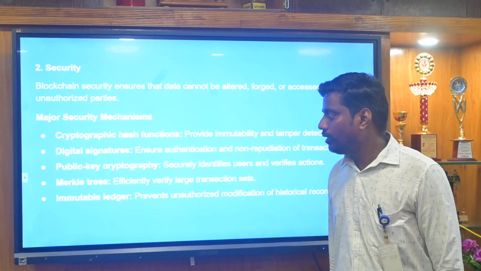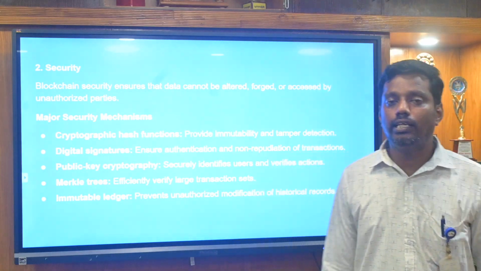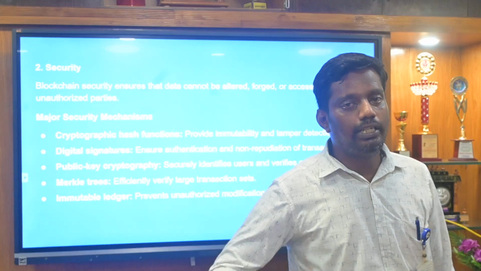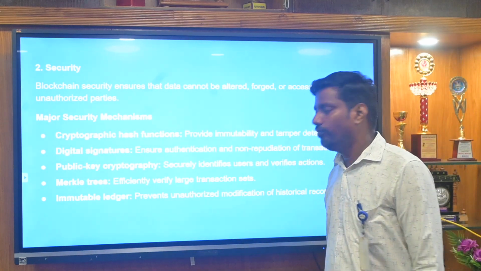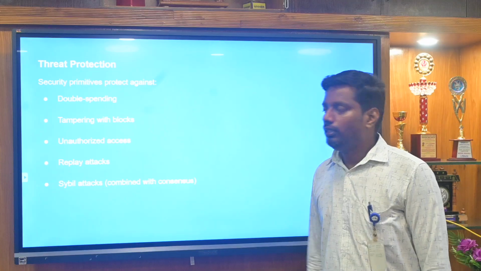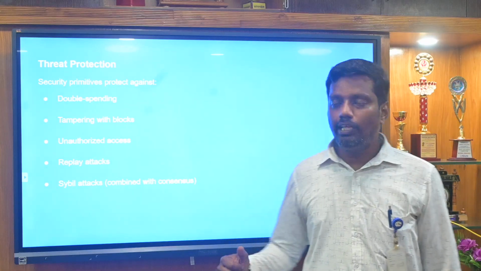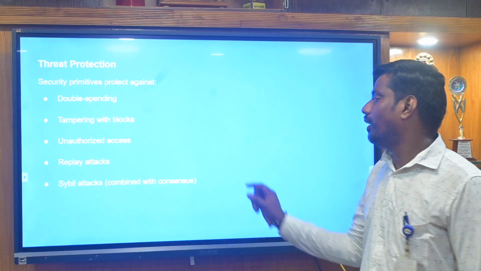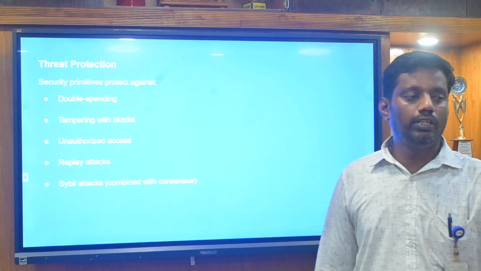And the Merkle tree is another important feature, which is utilized for efficiently verifying large data set transactions. And the next one, the immutable ledger. Once the ledger has been created in a blockchain network, at any cost we cannot modify it, which prevents unauthorized modification of any historical records. When you come to the threat protections, the security primitives protect against double spending, tampering with blocks, unauthorized access and replay attacks. The last one is Sybil attacks, which is handled by the combination of the consensus mechanisms. So these are all the threats we have in the case of blockchains.